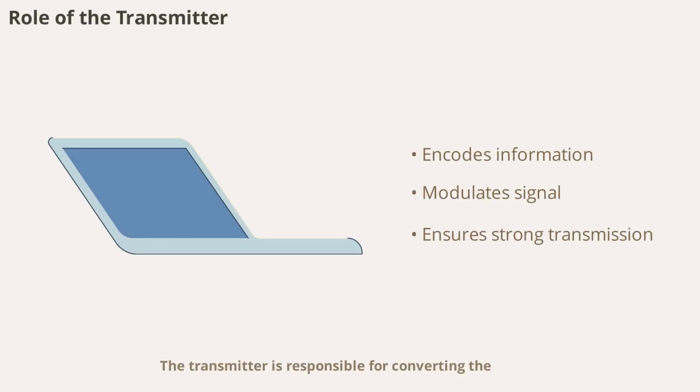The transmitter is responsible for converting the original message into a signal suitable for transmission. This involves encoding the information and modulating it onto a carrier wave. The transmitter ensures that the signal is strong enough to travel through the chosen channel, whether it's a wire, fiber optic cable, or the air. A well-designed transmitter is crucial for minimizing loss and distortion.